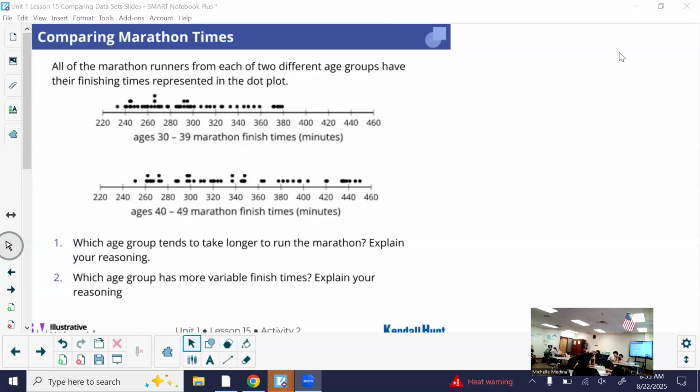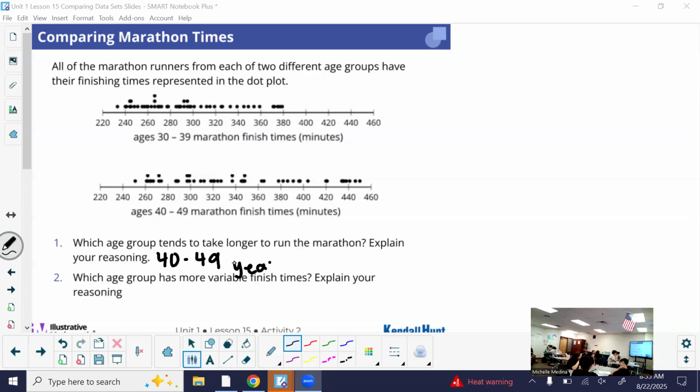Okay, so close your eyes. Raise your hand if you think the 30 to 39-year-olds tended to take longer. Raise your hand if you think the 40 to 49-year-olds tended to take longer. Okay, you can put your hands down. And you can open your eyes to see the answer. 40 to 49-year-olds is correct.